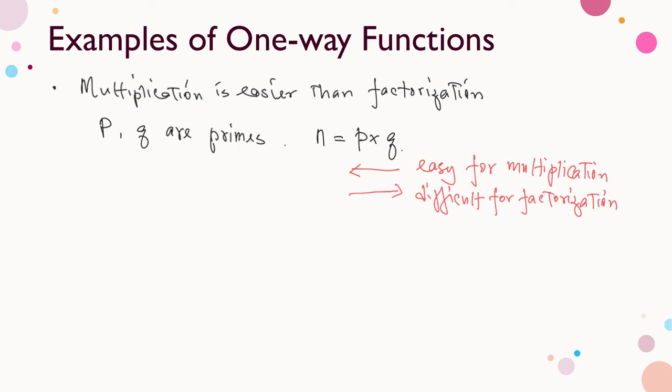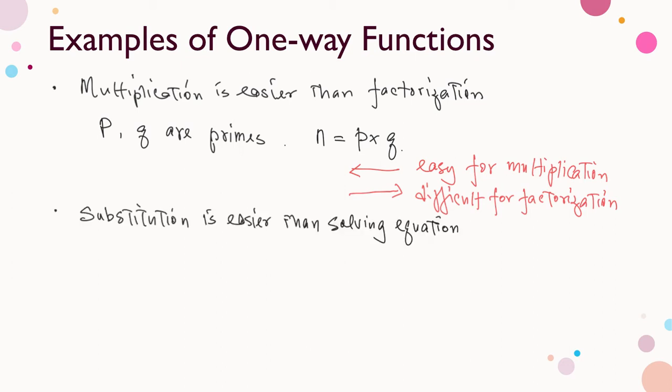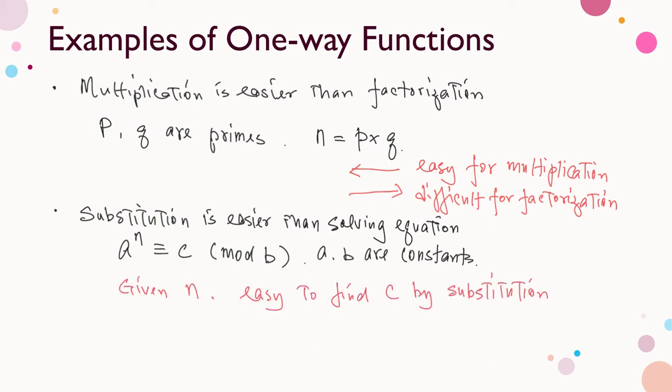Another idea is based on the fact that substitution is easier than solving equations. Consider the equation a to the power n congruent to c mod b, where a and b are constants. Given the value of n, it is easy to get c. But given the value of c, it is hard to find n when a and b are large numbers.